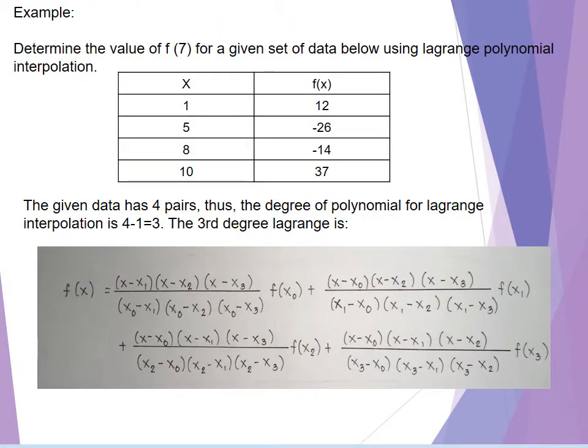Hi everyone, I am going to give an example of what De La Cruz discussed earlier, which is the Lagrange interpolating polynomial. We already know that the Lagrange interpolation formula is a way to find a polynomial which takes certain values at arbitrary points. Specifically, it gives a constructive proof of the theorem below. So example number 1: determine the value of the function at 7 for the given set of data below using Lagrange polynomial interpolation.